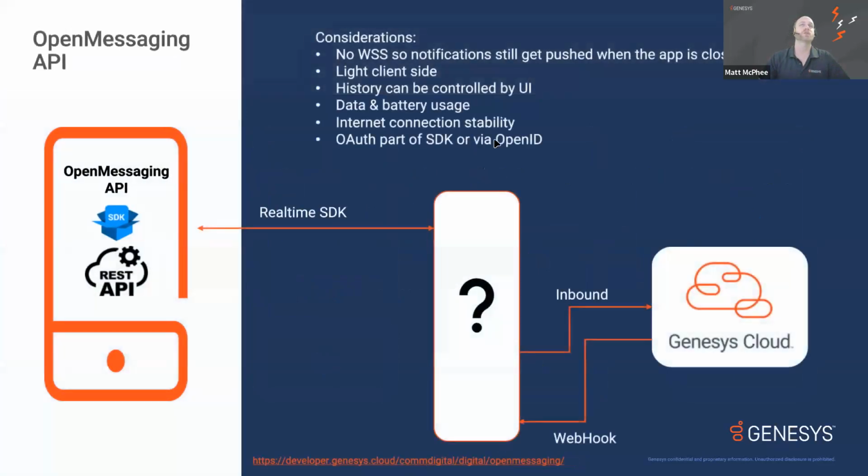The other option, and the reason I didn't do this for the Transport SDK, is the Transport SDK is the same under the hood as the web messaging one, just with those wrappers over the top. The other option is the Open Messaging API. Now, this is my personal preference. It's not everyone's preference, but the reason it's mine is because you actually get to have a bit of middleware between your client-side app and Genesys Cloud.